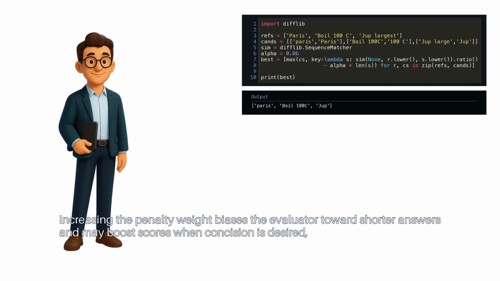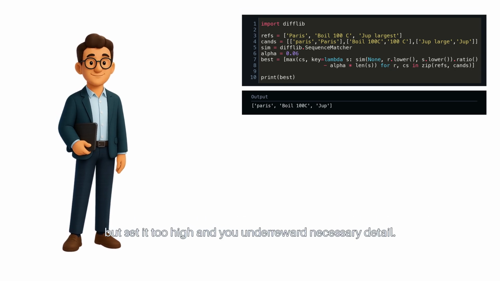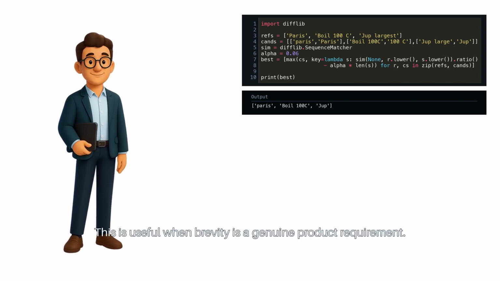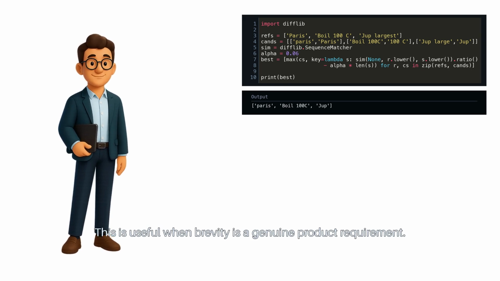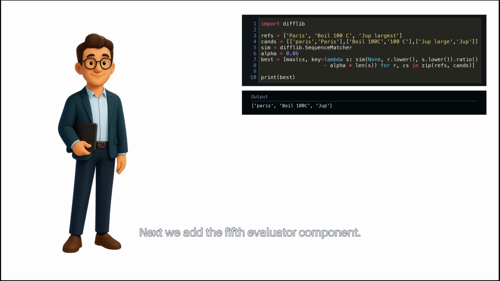Increasing the penalty weight biases the evaluator towards shorter answers and may boost scores when concision is desired. But set it too high and you under-reward necessary detail. This is useful when brevity is a genuine product requirement. Next, we add the fifth evaluator component.